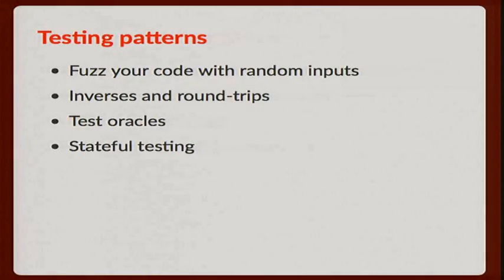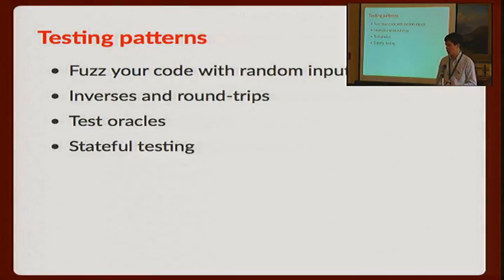Obviously, this isn't all you can do. Just to give you some ideas: fuzz your code with random inputs, see if you can cause it to crash. Do your inverses and round trips, check data can go around a circle. Test oracles are good if you've got an alternative implementation, and stateful testing takes this even further.